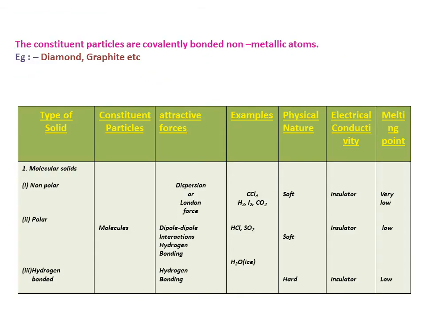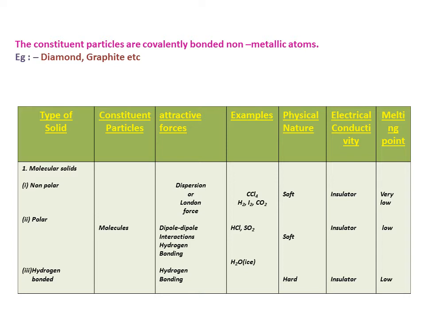Okay, dear students, one or two more points I would like to add about diamond, graphite, and fullerene. In the case of diamond, it is made up of carbon atoms held by covalent bonds, and each carbon atom is sp3 hybridized. And diamond, dear student, is a non-conductor.